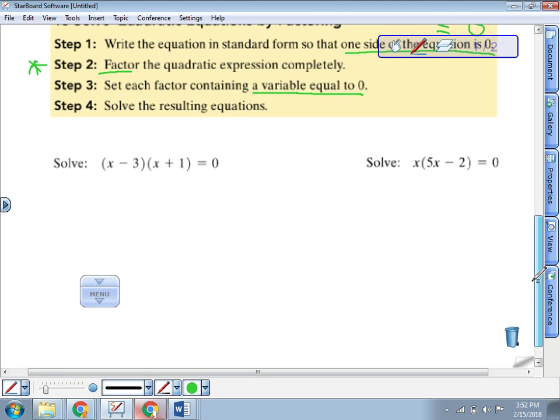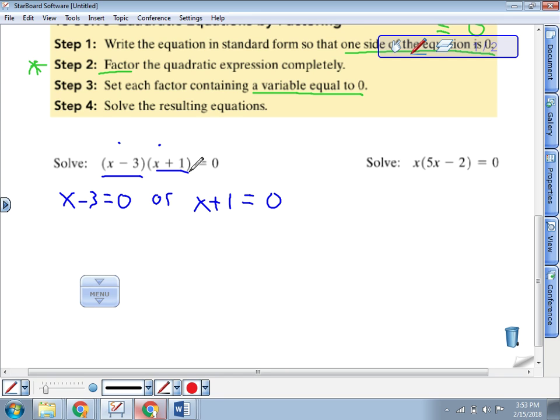Okay, so let's go through those steps with number one. It's set equal to 0. Number two, factor. Well, this one's already factored for us, so we don't have to do step 2. Step three, set each factor containing a variable equal to 0. Since this times this equals 0, one of these has to be 0. So either x minus 3 equals 0 or x plus 1 equals 0. See how I took each factor and set it equal to 0? That's how we solve these, because we know one of them has to be 0.